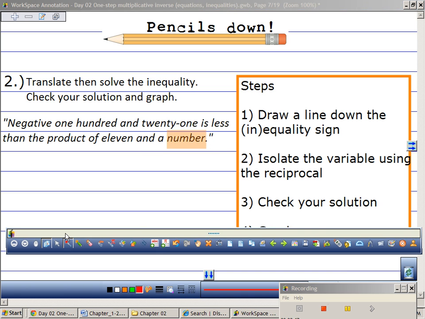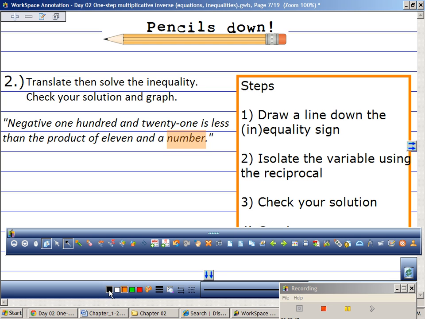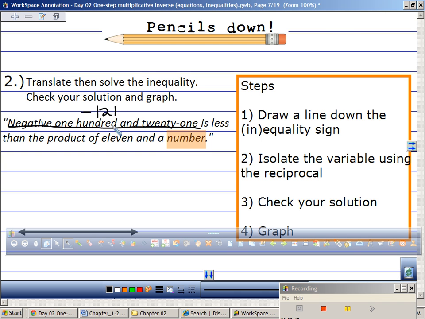As I was reading, I said, you know what? There are a lot of words in there. Let's break this down a little bit. I'm just going to write -121. All right, is less than, that's a less than symbol. The product, that's an important word right there.